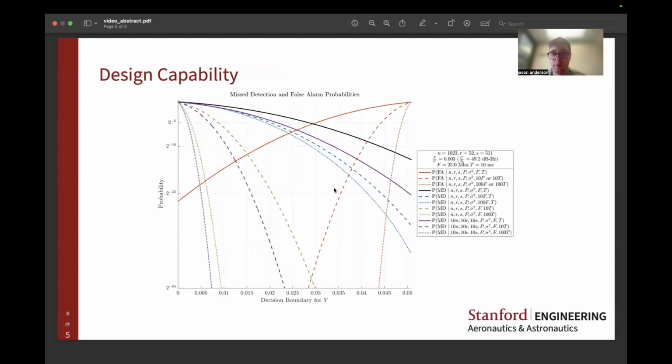This is one of the figures from the paper. Here, the x-axis is the statistic. It's the decision boundary on the statistic. And the y-axis is the probability of misdetection or false alarms. The false alarms here are in red going this way, and the misdetections are all of these other lines going right. Each of these individual lines explores a different design scenario.